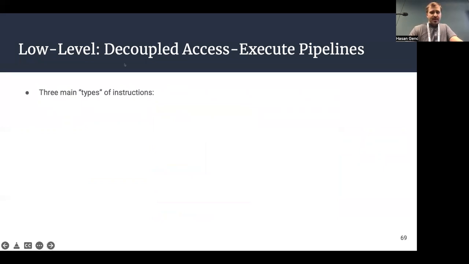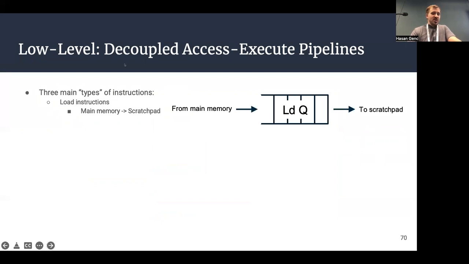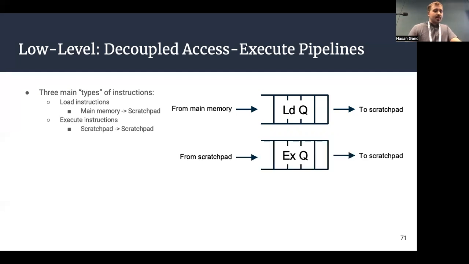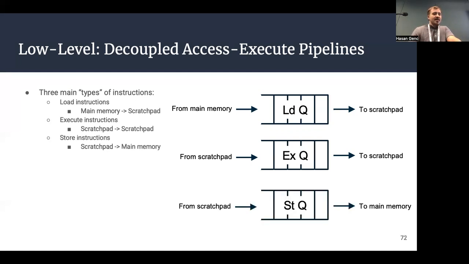So our low-level instructions are split between instructions which go within the load pipeline, within a decoupled access-execute pipeline architecture. Load instructions are those types of low-level instructions which send data directly from main memory to the scratchpad. Once they're within the scratchpad, execute-type instructions like matmuls or transposes will operate on data within the scratchpad and store the results back into the scratchpad or accumulator. And then store instructions will take the results in the scratchpad and send them back into main memory, where the CPU can access them if it needs to.